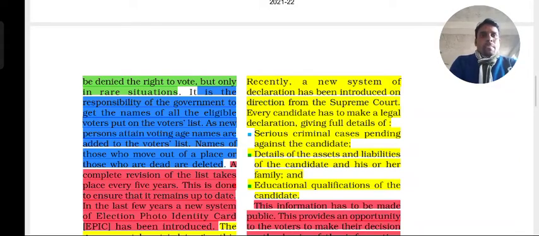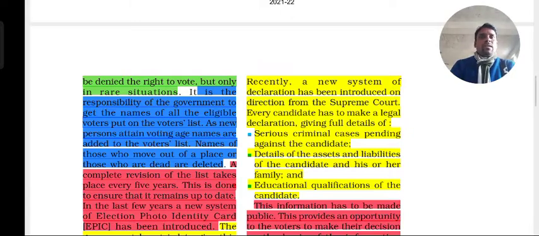And the names of those who move out of the place, or who have died, are deleted. Sometimes we people move from one place to another in search of a job or for different purposes. So those people have to be deleted from the particular constituency. Those people may write their names in the other areas wherever they have gone. That is why in our particular area, that person's name has to be deleted.